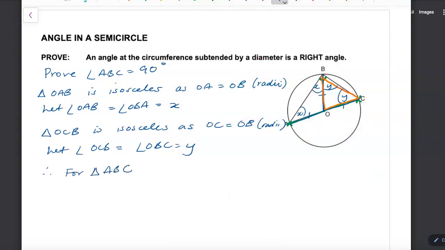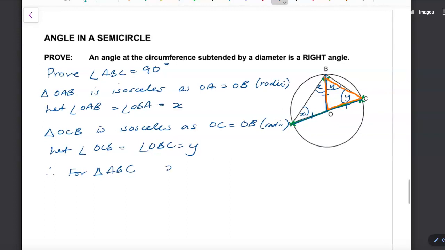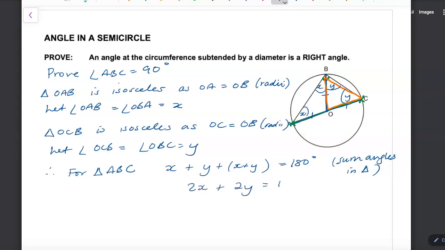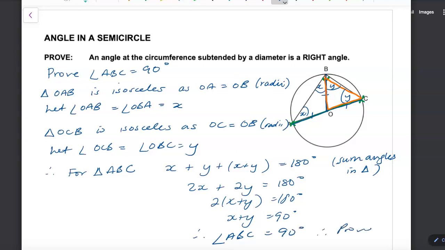I can add up the angles to sum this triangle to 180 because I know that's going to be the sum of the angles. We've got an x plus a y plus an x plus y, and that's got to equal 180 degrees because that's the sum of the angles in a triangle. So if I collect my like terms, I've got 2x plus 2y equals 180 degrees. Taking out a common factor, it tells me that x plus y is 90, therefore angle ABC is 90 degrees, and we have proven that theorem.